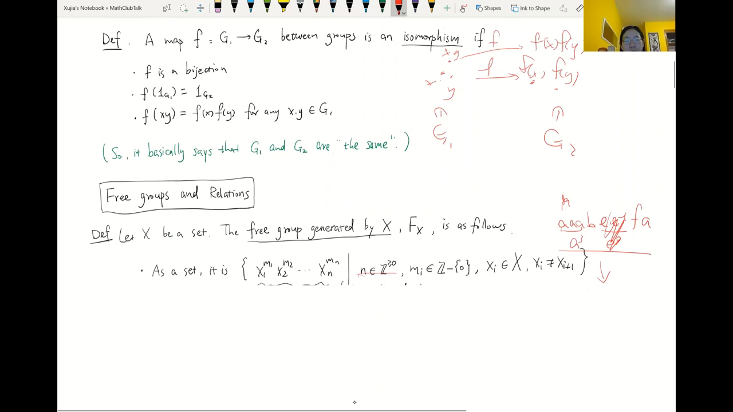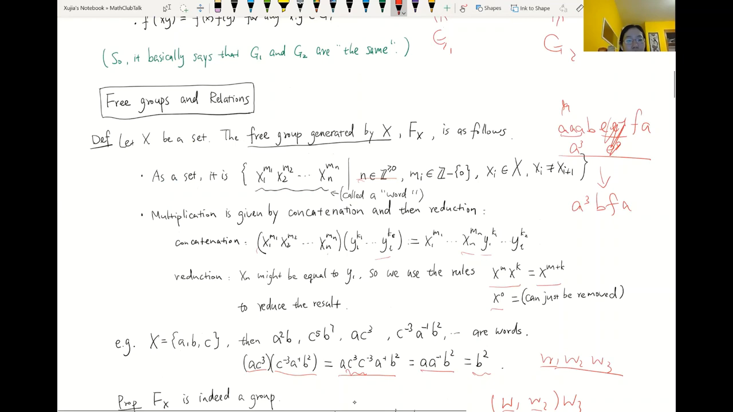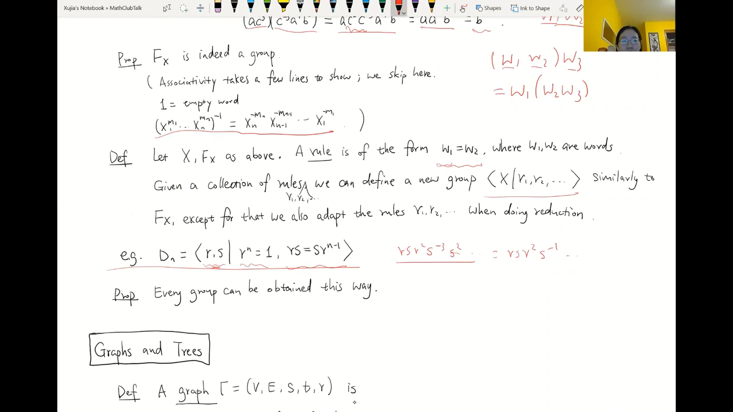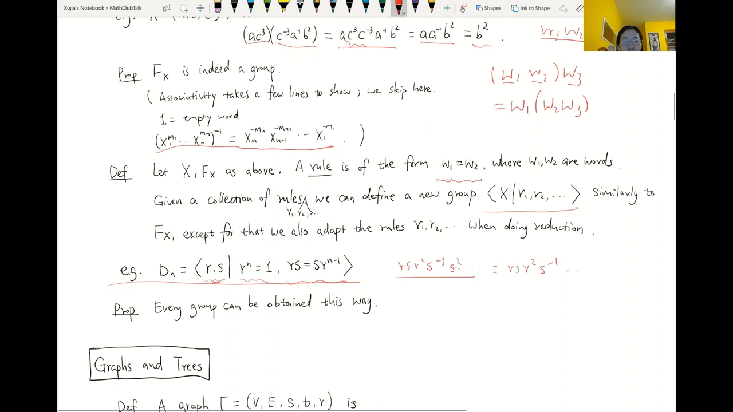Okay, so this is an example of a group given by generators and relations, say, rules. A proposition that's very easy to prove, but you need to know a little bit of elementary group theory to prove, so we skip it here, is that every group can be obtained this way. I mean, as a quotient of a free group by some rules. So in this sense, you can see that free groups are a sort of basic element in group theory, because every group can be obtained by quotienting a free group by some rules.